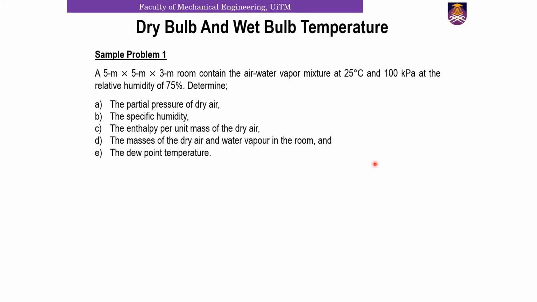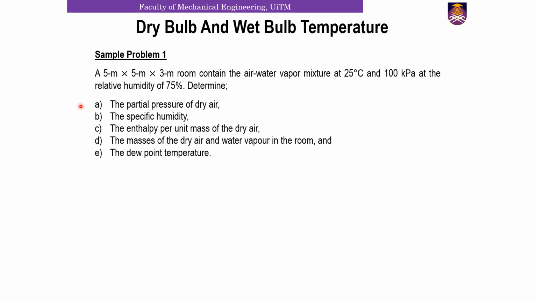So here we have a 5 meter by 5 meter by 3 meter room which contains the air water vapor mixture at 25 degrees Celsius and 100 kPa. Now when you read this, 100 kPa is the total pressure, all right, and the relative humidity phi is given at 75%.